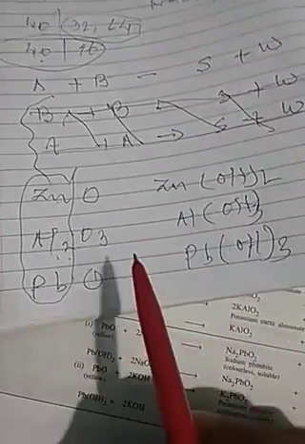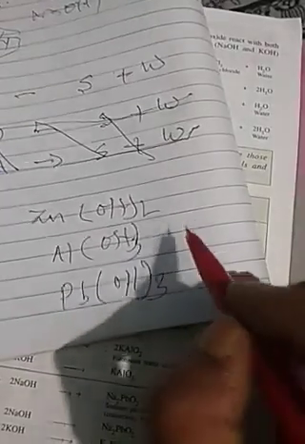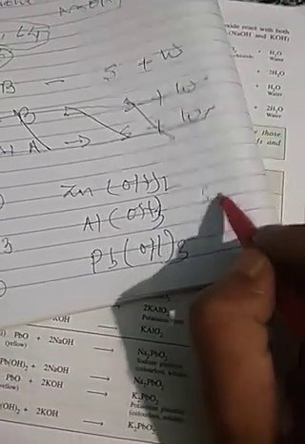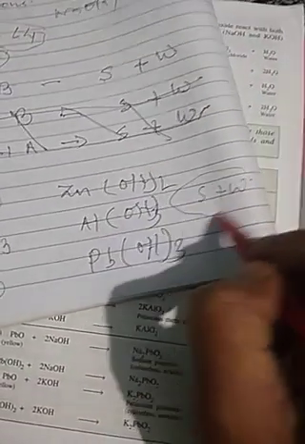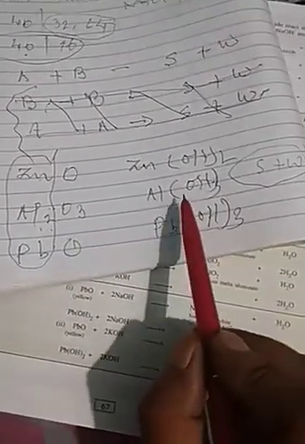These six bases react with acid as well as base and form salt and water only, no third product, only salt and water. So the compound which reacts with acid as well as base and forms salt and water, they are called amphoteric substances. Only six are there, Babu.